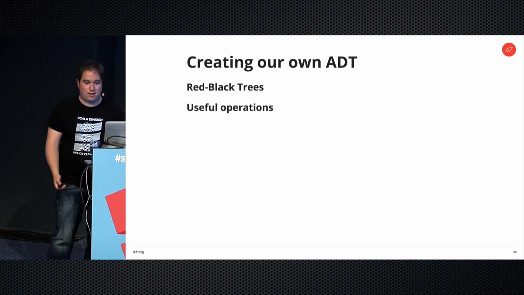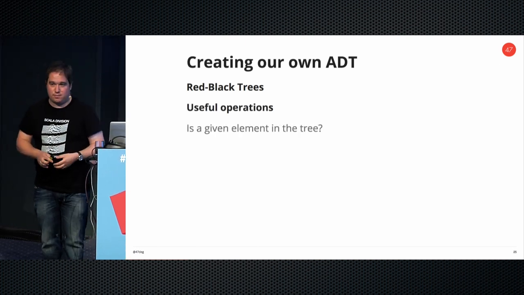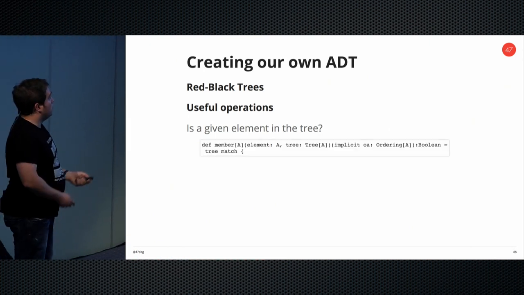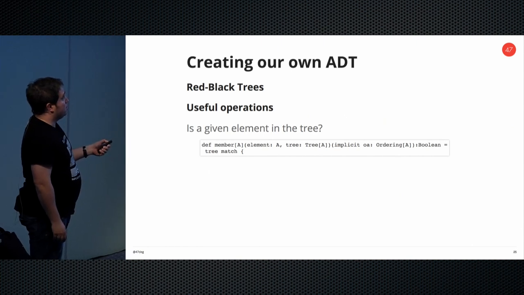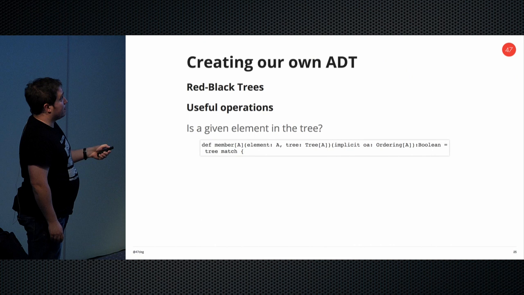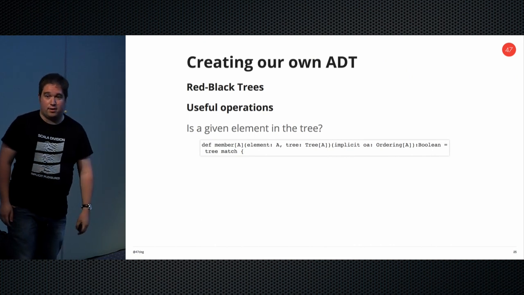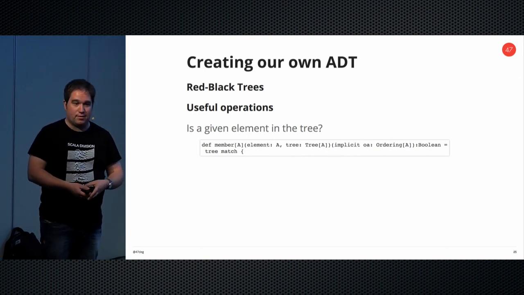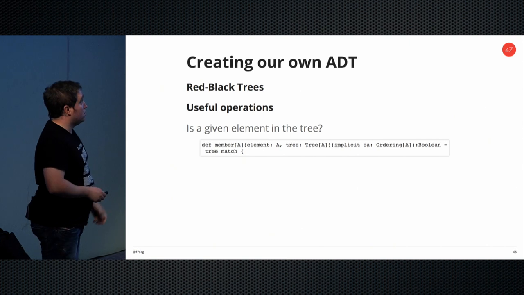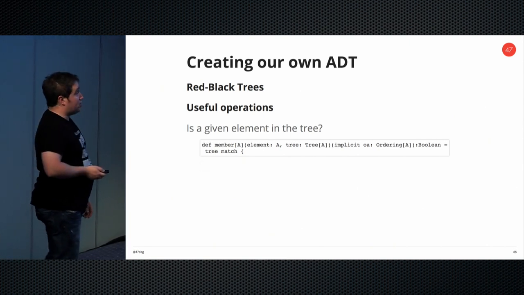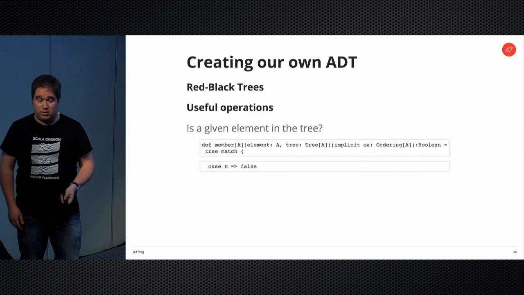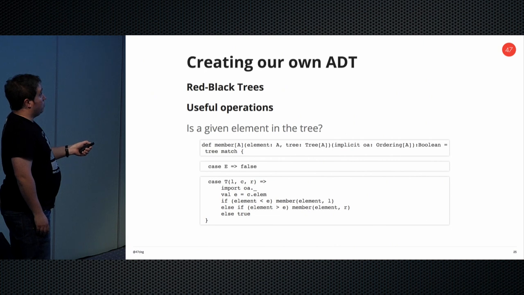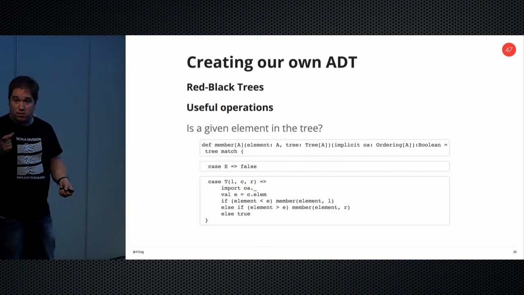A useful operation that exists on red-black trees: one thing is we want to make sure, is a given element in the tree? We might write this something like this. We have a function called member. We want to see if this element appears in this tree. And also we're going to have a type class for deciding on the ordering, so we don't need to care about that at all. We're going to pattern match on this tree. If it's empty, it's clearly not in the tree. Otherwise, we can pattern match here, and then all we want to do is pull the element out using this nice little fold we wrote a minute ago.